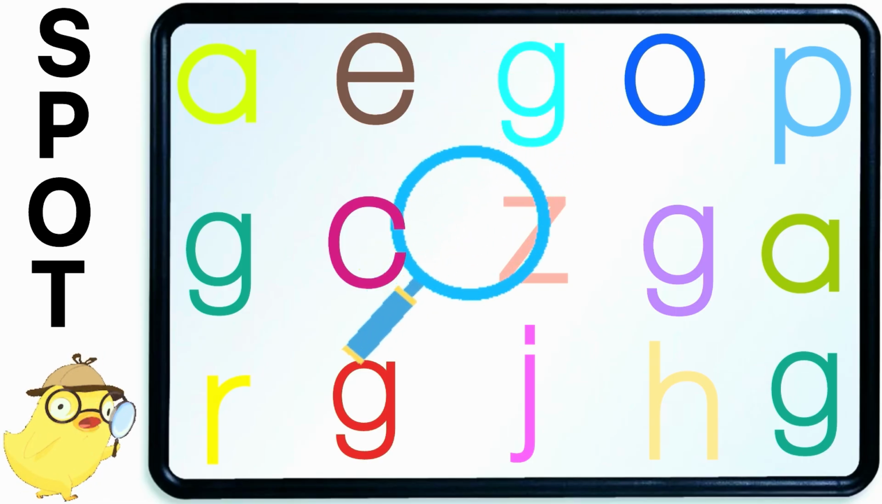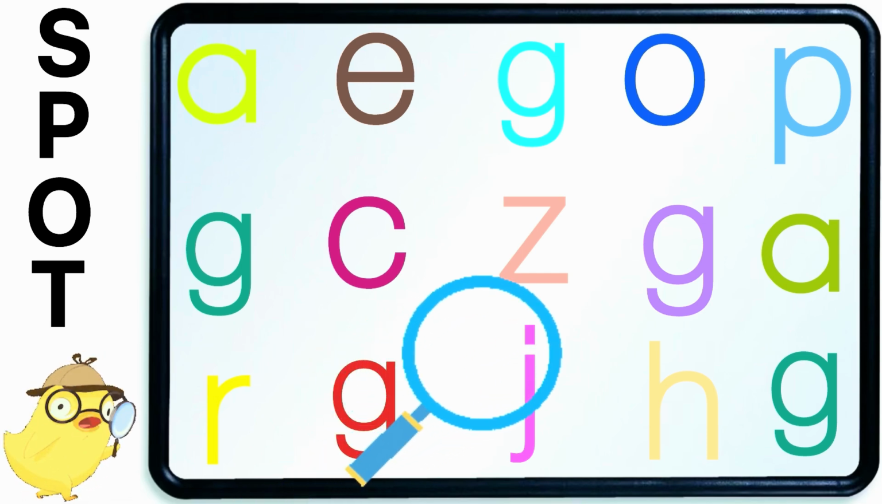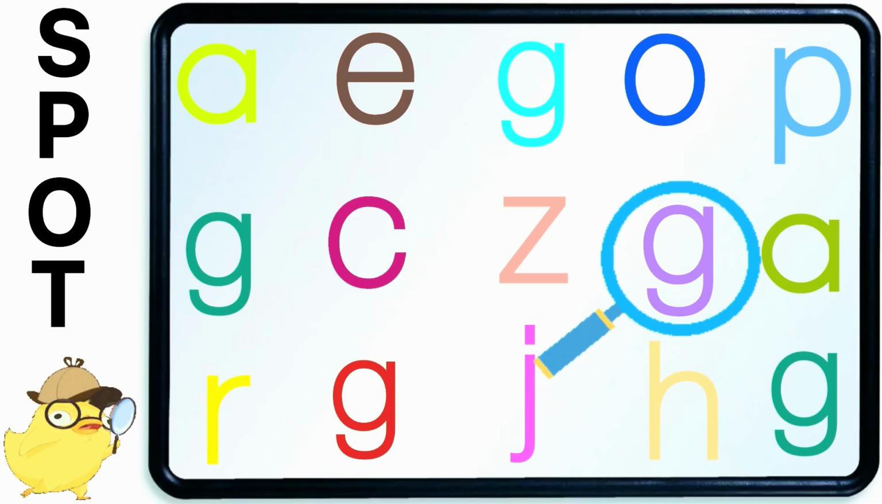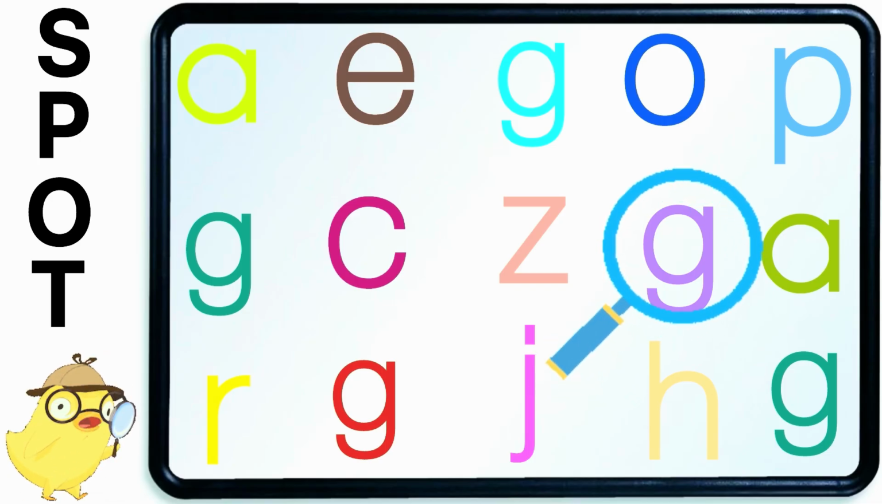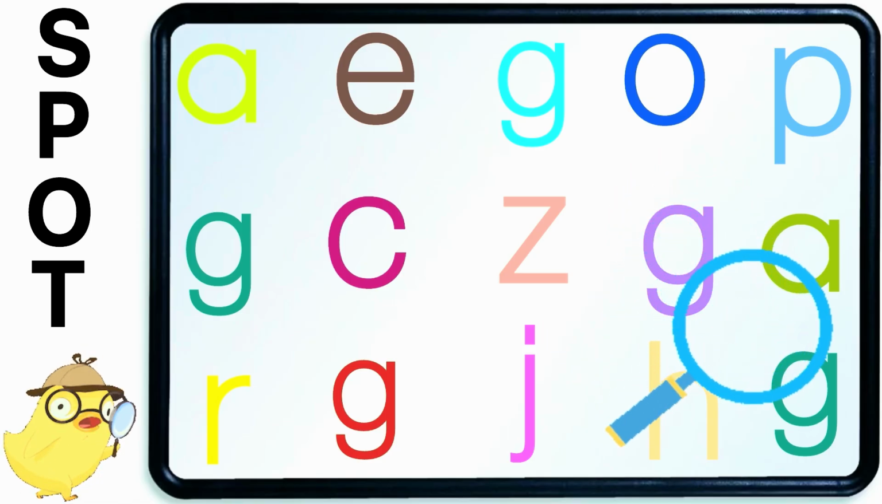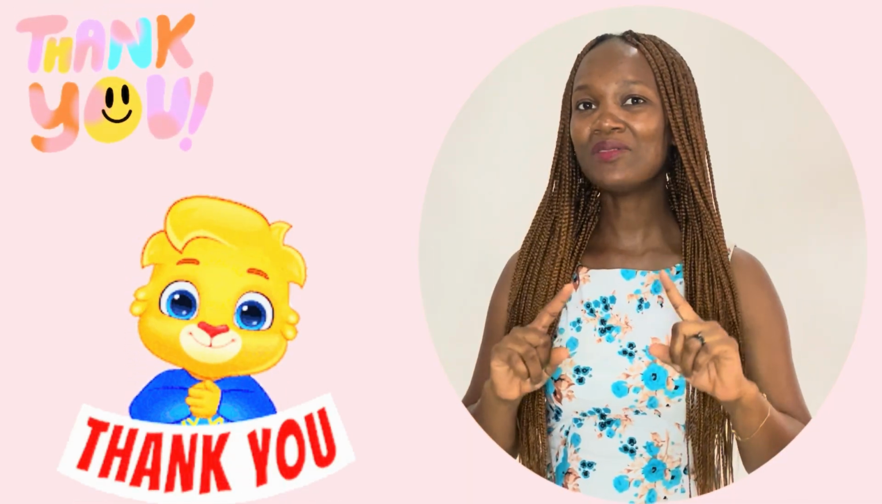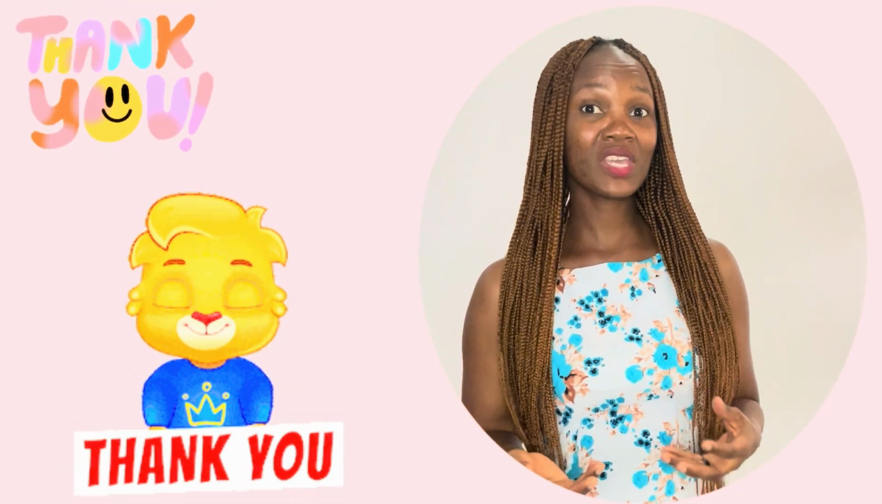G. The third G. Let's make the sound together. G. Where is the fourth G? Here we found it. G. Let's find the last G. There it is. Let's make the sound together. G. Great job, kids. I believe you had a great time with me.